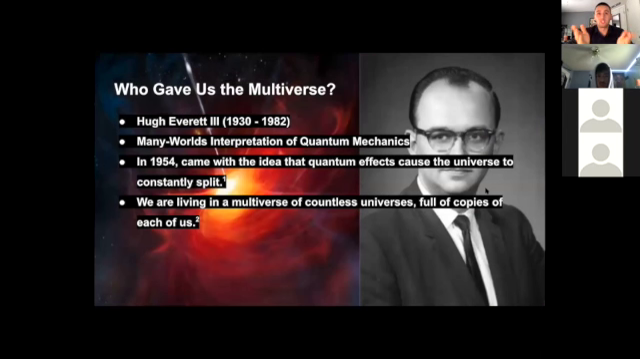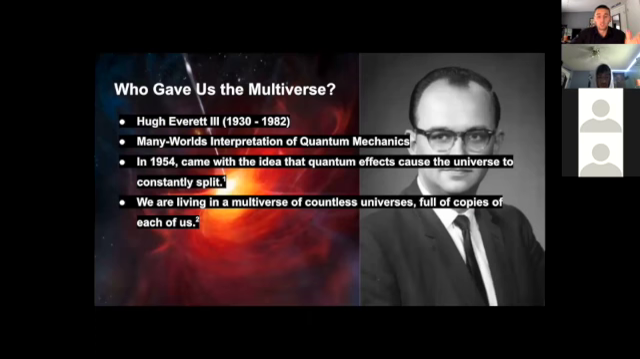The man who pretty much gave us the multiverse was Hugh Everett III, who is famous for his many worlds interpretation in quantum mechanics. The story behind this goes back to 1954, when Everett was a grad student at Princeton University. One evening in 1954, Everett was drinking with some friends of his when he came up with the idea that quantum effects cause the universe to constantly split. And so he developed this idea for his PhD thesis, and the theory held up.